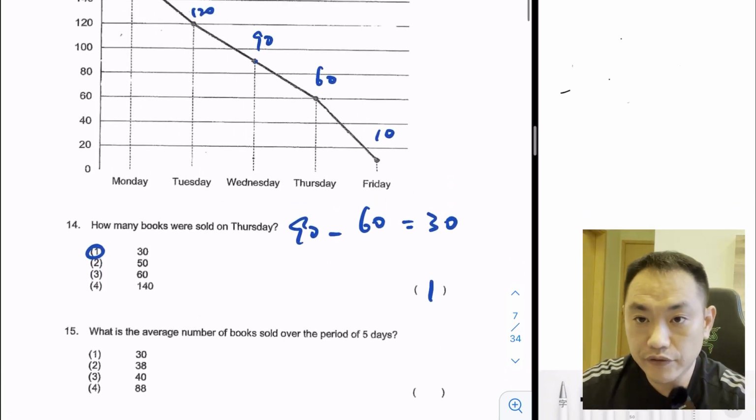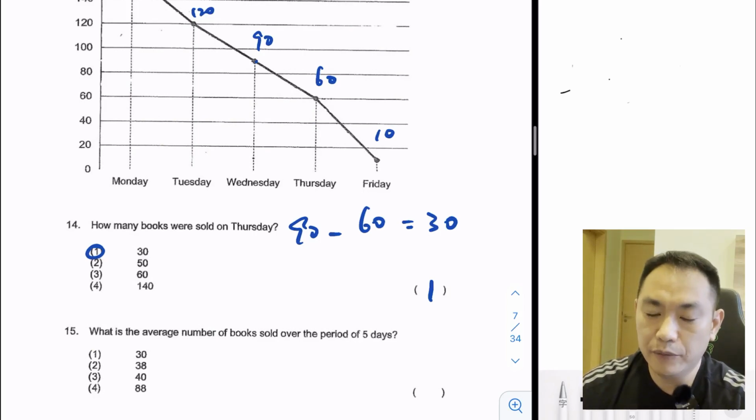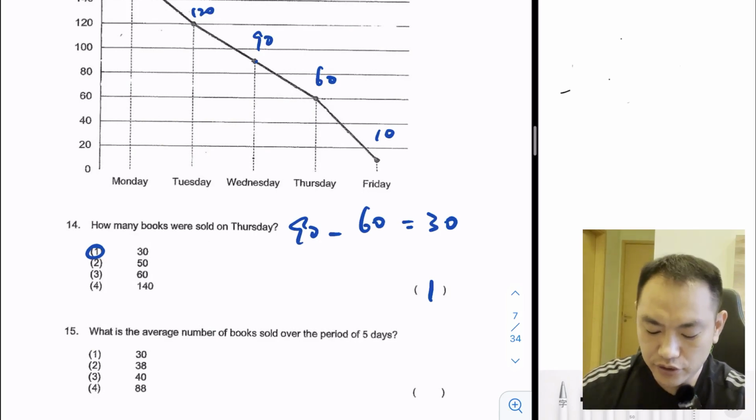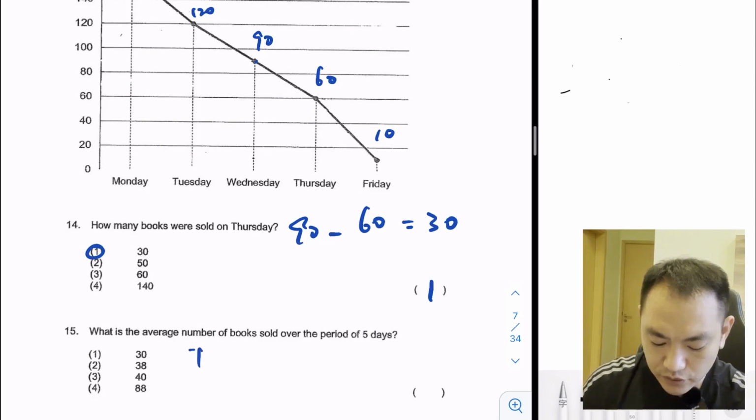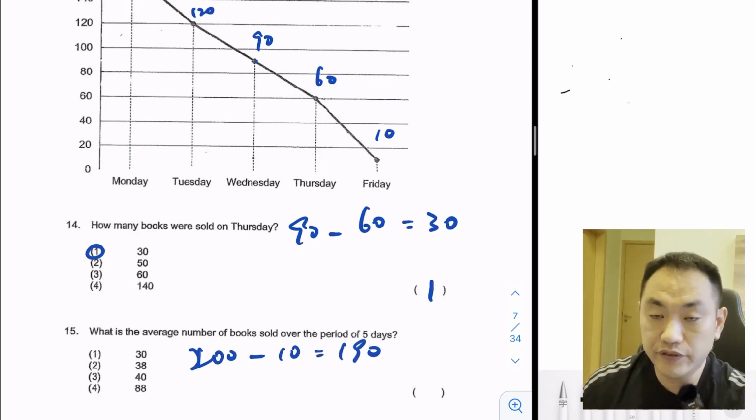Question 15. What is the average number of books sold over the period of 5 days? In the beginning we have 200 books. You don't need to check how many books were sold every single day, because you can just check how many books were left on the last day. On the last day there were 10 books left. So 200 minus 10. So in the course of 5 days, you sold 190 books.